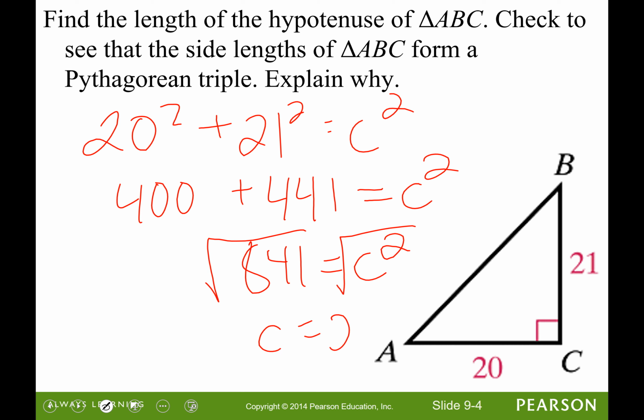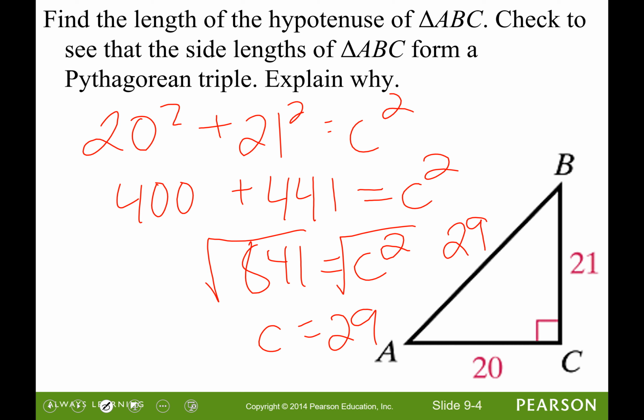So we have c equals 29. Okay, so that's where that 29 came from. And we do have all three side lengths being whole numbers or integers: 20, 21, and 29. So it turns out that we do have a Pythagorean triple here. It's the 20, 21, 29.